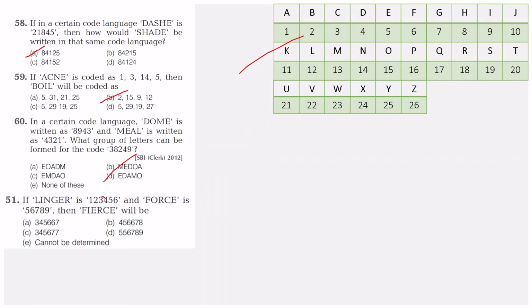LINGER is 1 2 3 4 5 6. FORCE is 5 6 7 8 9. The thing I am worrying about is 5 6, and 5 6 is common between these two words. If they are unique, you can go by the code itself, but they are the same in the ending of this and starting of this one. So I hope the letters and the numbers are jumbled. And if you also see, ER is getting 5 6, and FO is getting 5 6.